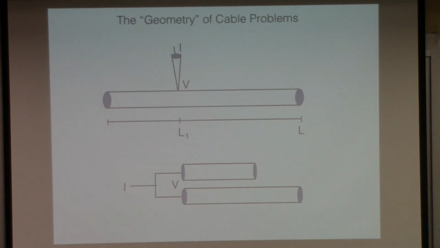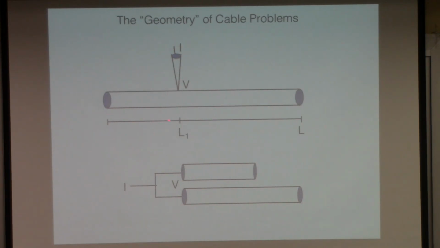Imagine you're sitting here where the site of current injection is. That current comes into the cable, some of it flows in this direction, some of it flows in that direction, right? So electrically that's equivalent to this structure. We've got two cables in parallel.